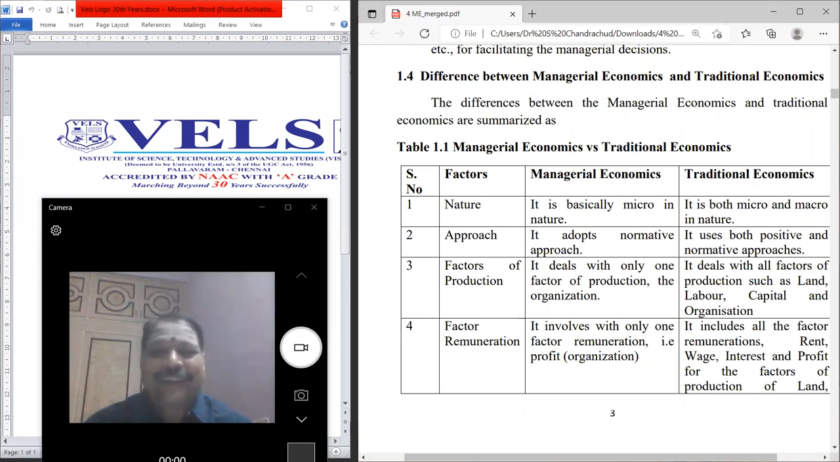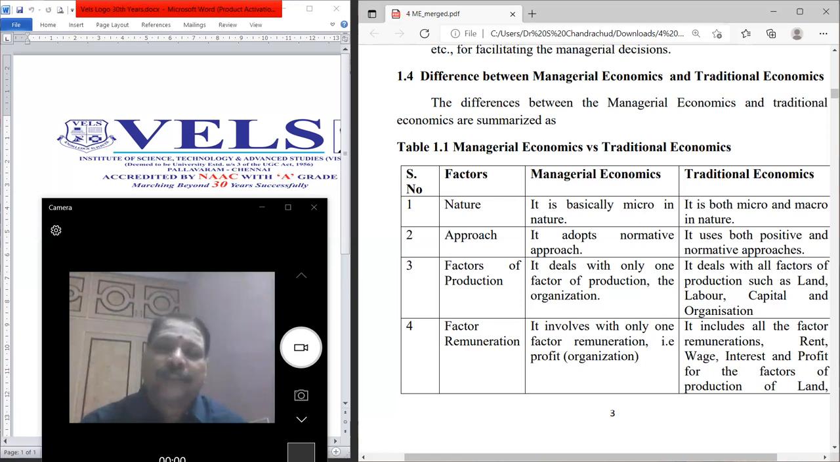So that is why it is both micro and macro in nature. That is the traditional economics. When we consider the approach as a factor for making a differentiation between managerial economics and traditional economics, it adopts a normative approach. But traditional economics uses both positive and normative approaches. This is the second difference.